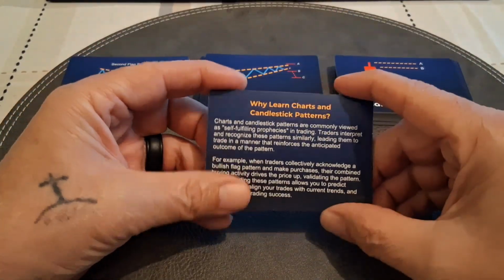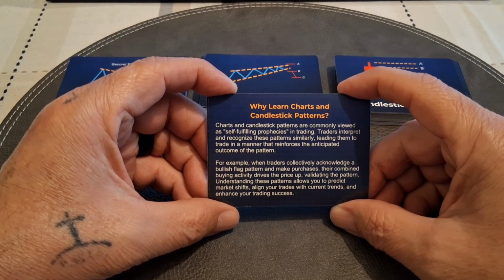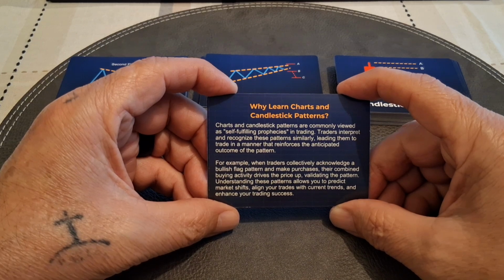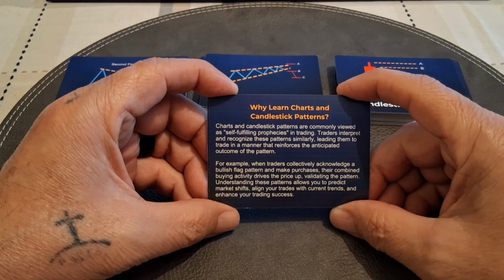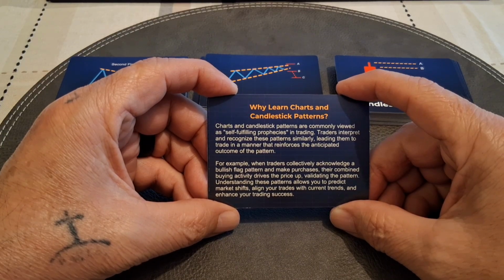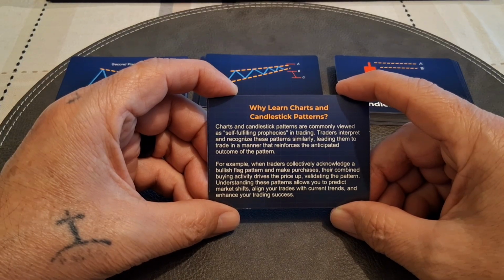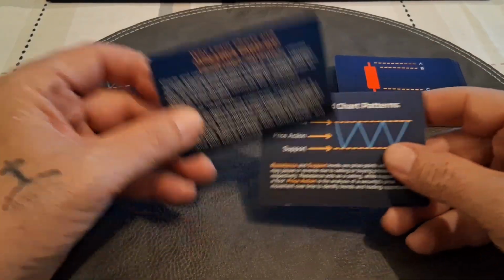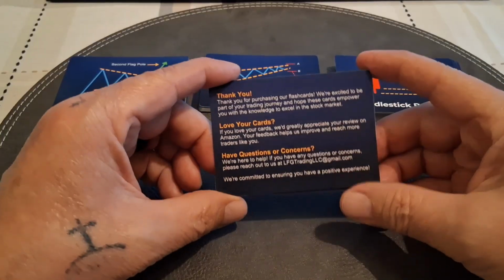And then the next card you got right here is why learn candle charts and candlestick patterns. And they explain to you more or less, for example, when traders collectively acknowledge a bullish flag pattern and make purchases, their combined buying activity drives the price up, validating the pattern. Understanding these patterns allows you to predict the market shift, align with trades and current trends, and enhance your trading. That don't mean that it's always going to do what you think just because you see those patterns there. So don't you go on there and put all your money in there and lose all your money.